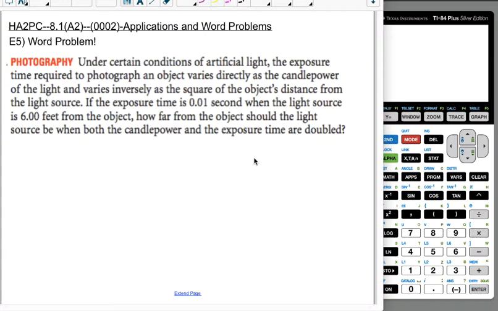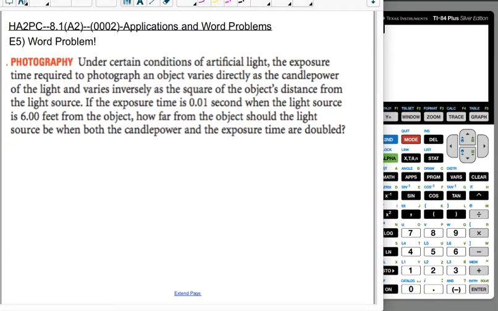So, yay, word problem. Under certain conditions of artificial light, the exposure time required to photograph an object varies directly as the candle power of the light and varies inversely as the square of the object's distance from the light source. If the exposure time is 0.01 seconds when the light source is 6 feet from the object, how far from the object should the light source be when both the candle power and the exposure are doubled?